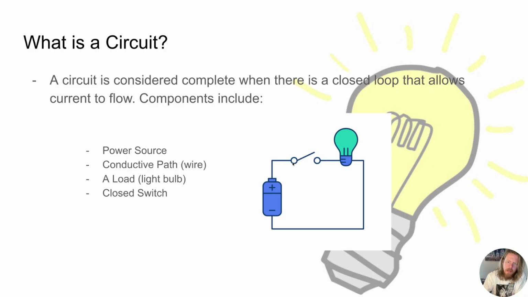We've got a conductive path connecting from the positive to the negative terminals. And we have our load, the light bulb. In this case, we have an open switch, so this isn't a completed circuit, but once this is closed, we have a completed circuit that would allow the electrons to flow from negative to positive.